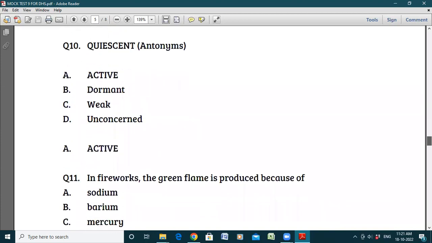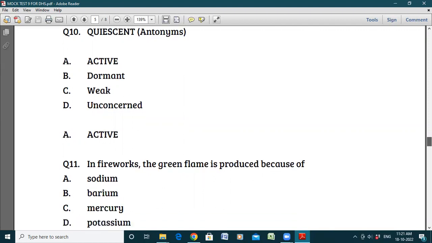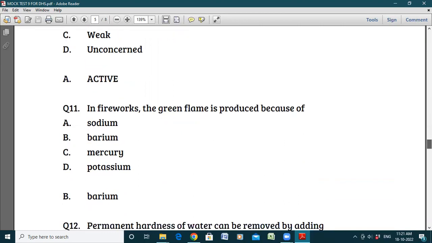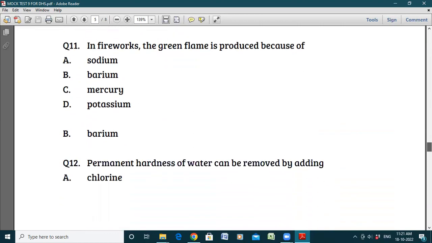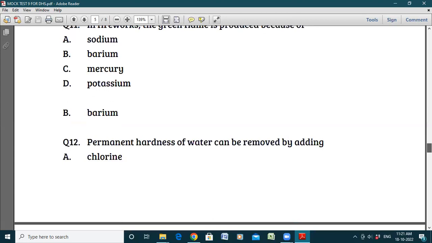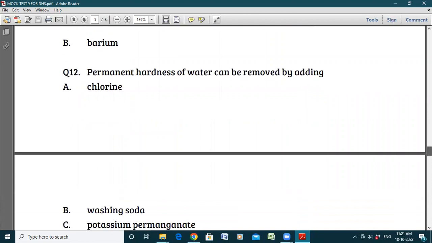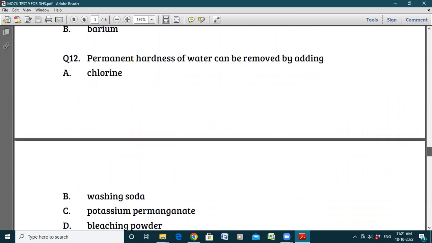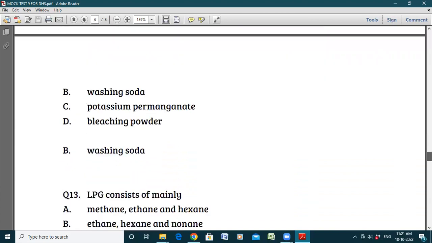In fireworks, the green flame is produced because of, a science question has come. Why is the green flame produced in fireworks? Because of option B, that is barium. Then question number 12, permanent hardness of water can be removed by adding what? And the correct answer is option B, that is washing soda.